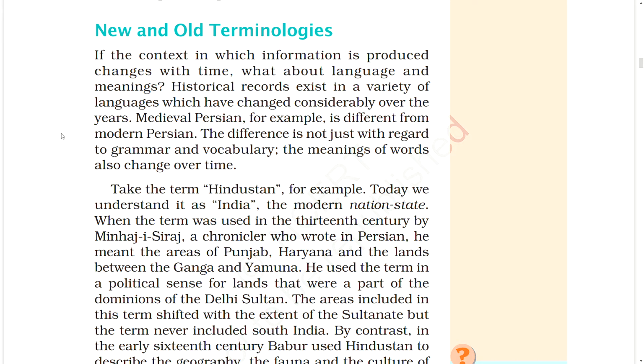New and old terminologies. If the context in which information is produced changes with time, what about language and meanings? Historical records exist in a variety of languages which have changed considerably over the years. Medieval Persian, for example, is different from modern Persian. The difference is not just with regard to grammar and vocabulary. The meanings of words also change over time.